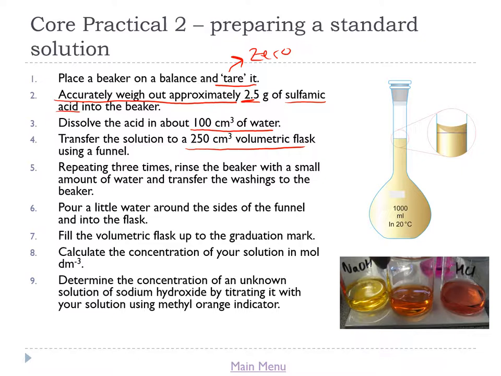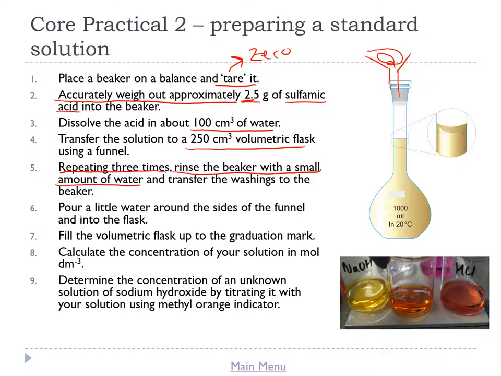So what that means is we're going to rinse the beaker in a small amount of water and pour that water into the volumetric flask, and we're going to repeat that 3 or so times to make sure that every single last bit of sulfamic acid has made it into the volumetric flask. Equally, bearing in mind, we'll probably be using a funnel to help with that transfer. We need to make sure that we wash around the edge of the funnel, again, to make sure that no sulfamic acid solution gets left behind in the funnel.